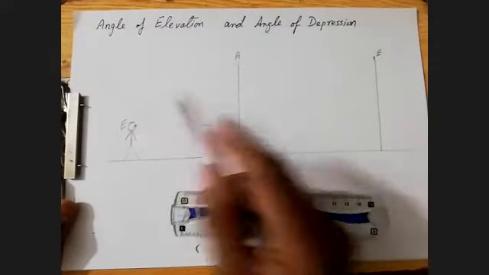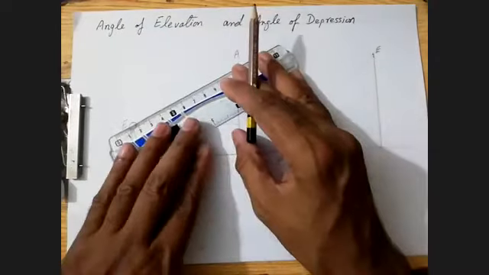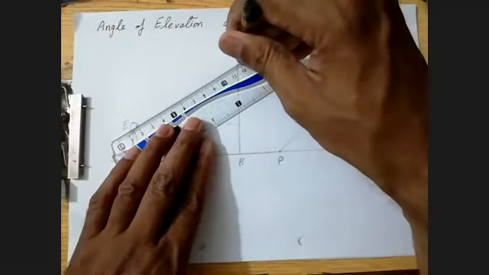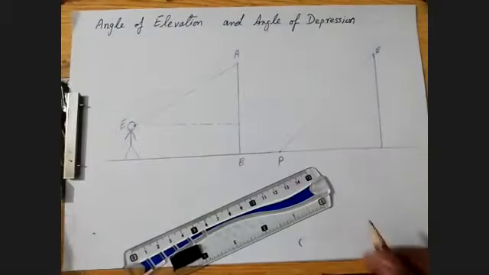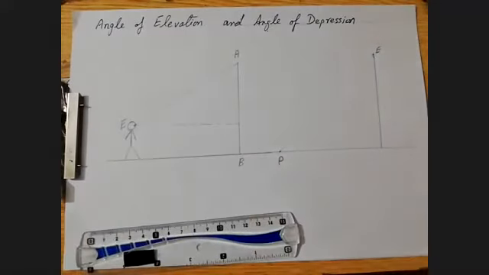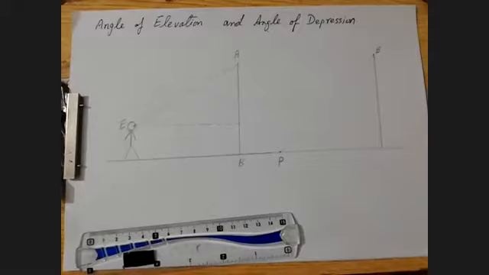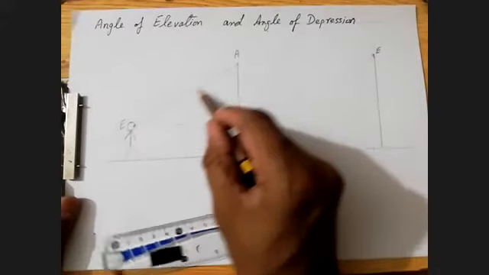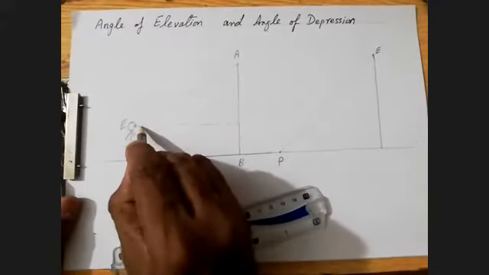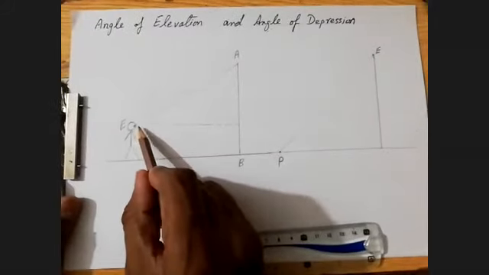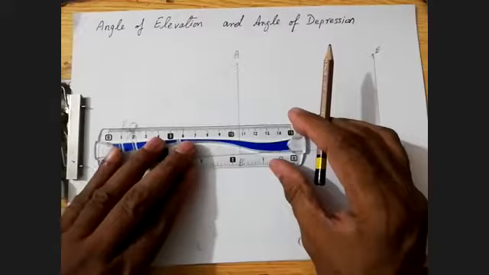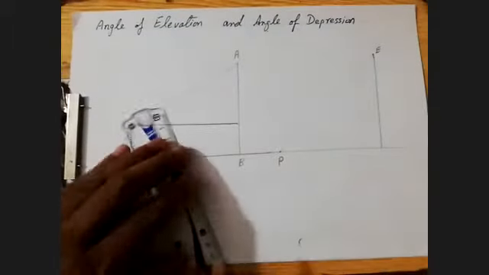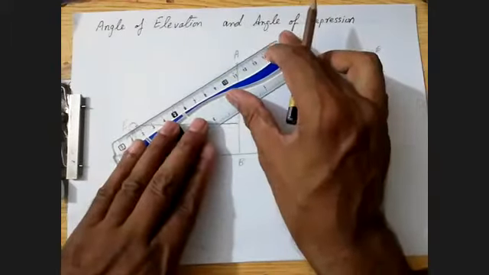Now, if he is looking at the top of the building, like he is looking at point A, like this. Elevate means to raise something. Now, when he is looking in an upward direction, this is the horizontal line. I have mentioned a horizontal line like this. This is a horizontal line, and that person is looking at the top of the building.